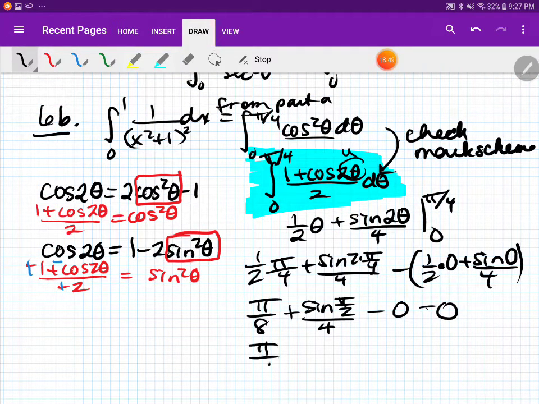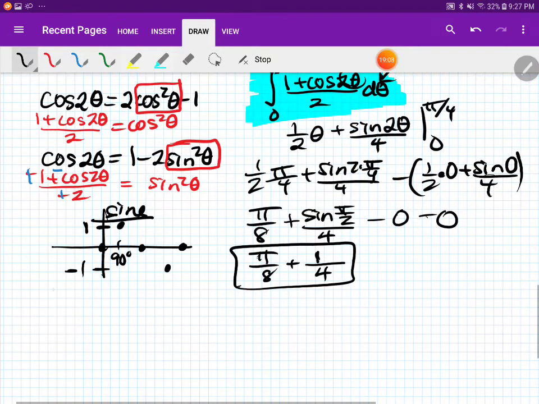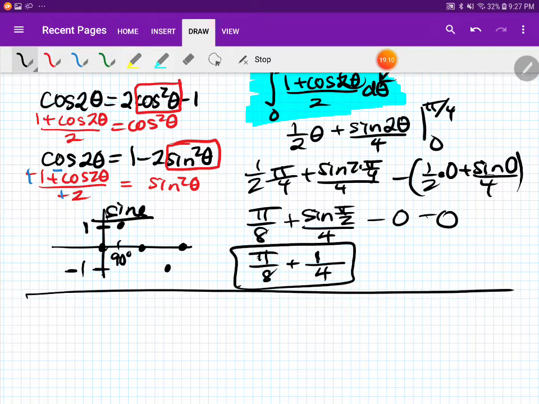Pi over 8 plus sine of 90. Sine starts here, this is my sine squiggle graph, so at 90, it's up to 1. Or you can use the unit circle if you like the unit circle way. So sine of 90 is 1, so that's 1 over 4. Because remember, I'm on the non-calculator section. I'll wait for time. 20 minutes. Okay, so we're pretty good.